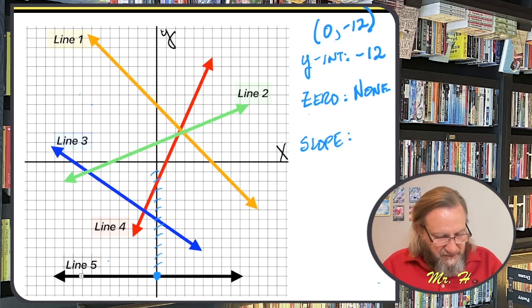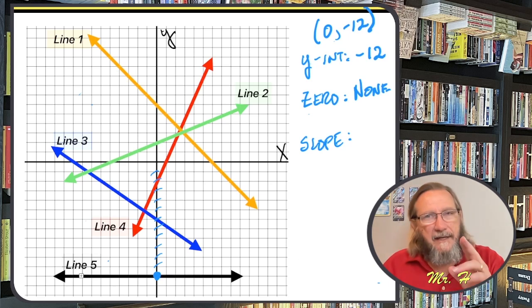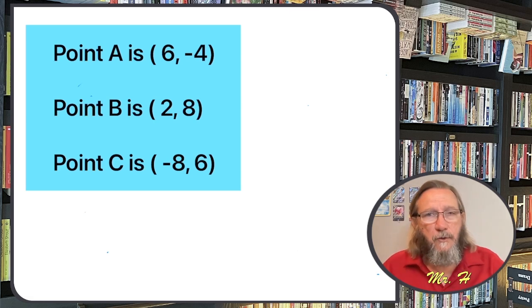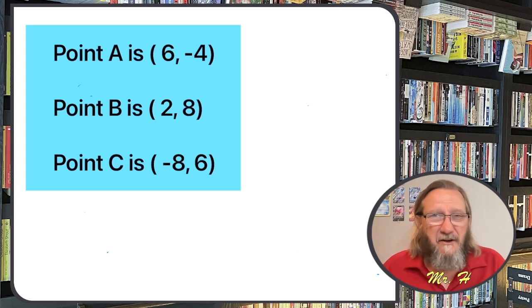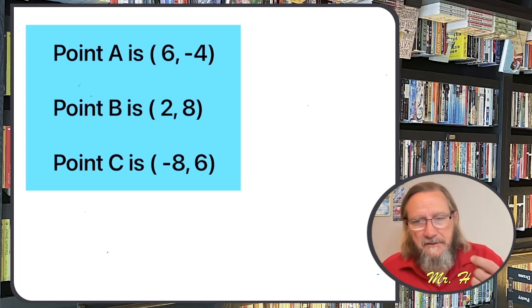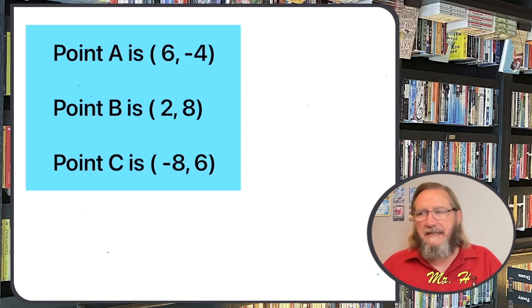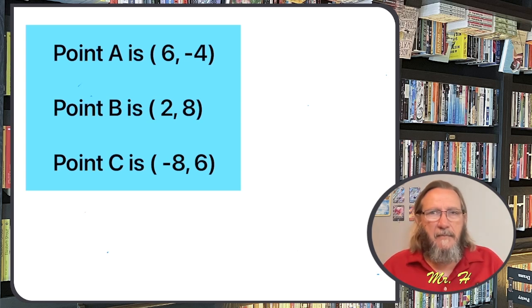So we've looked at several graphs now. What I'd like for you to do is take a look at this next question. The next question is going to involve these 3 points. They are not on a graph, and I don't want you to necessarily graph them. I just want you to know that I'm talking about point A is the point (6, -4). Point B is the point (2, 8), and point C is (-8, 6). That's all I need you to know.